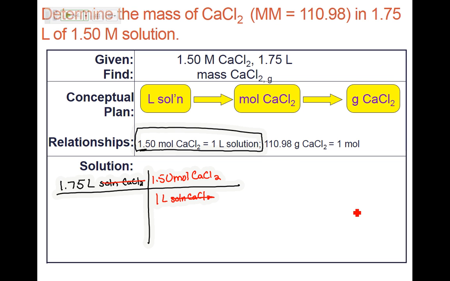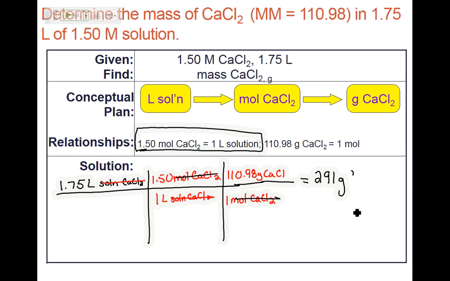But I want to know my mass, so I have to take this further to convert this to mass. And I have to use the molar mass on the periodic table. So my 1 mole of calcium chloride goes at the bottom, because I know for every 1 mole of calcium chloride, I have 110.98 grams of calcium chloride. That's what my molar mass tells me. So this will give me my answer in mass. So that's 291 grams calcium chloride.